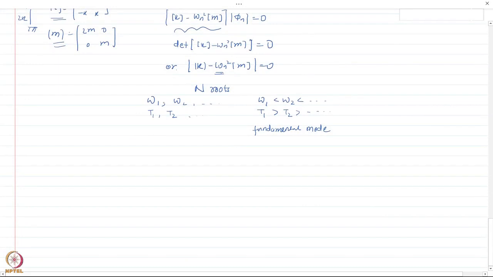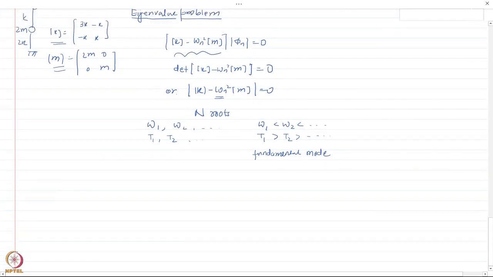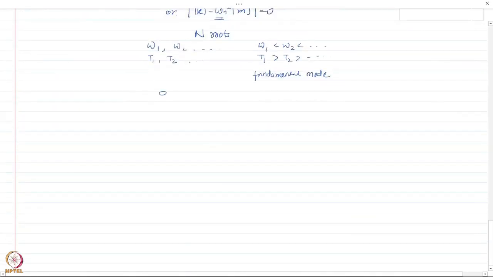Once you get that, you can substitute it back into this equation and find the shape function, or more specifically the mode shape vectors phi 1, phi 2 and so on, corresponding to each frequency. Through this procedure we can find the exact mode shapes and frequencies of a multi-degree of freedom system. Let us take one example to see how we do that.